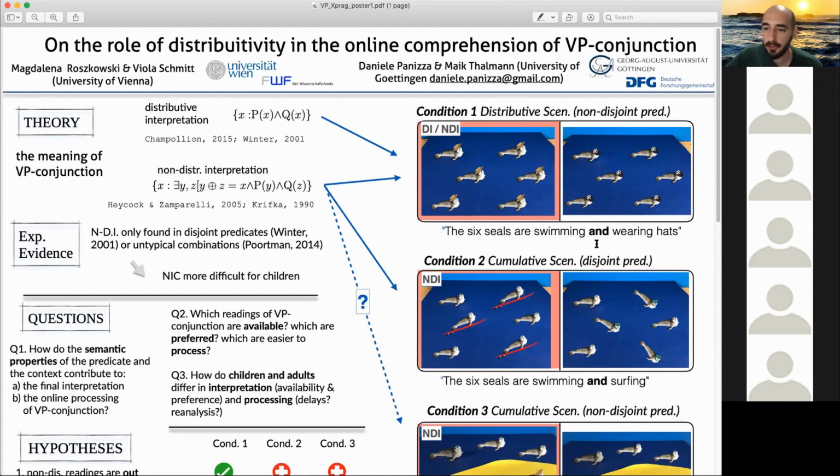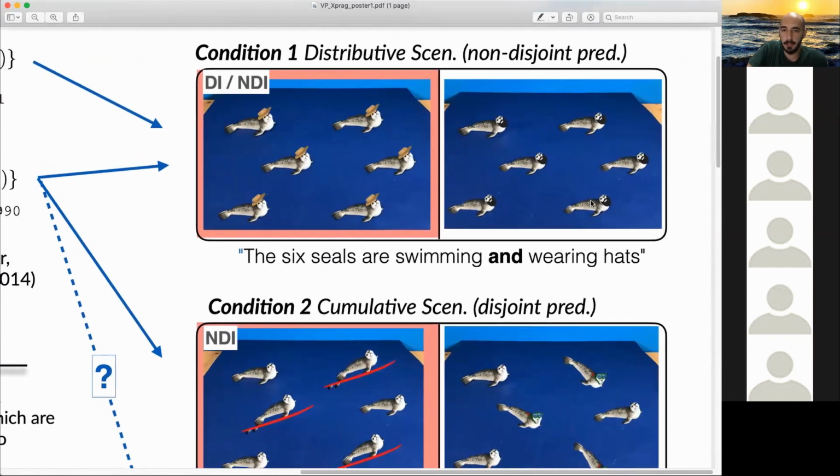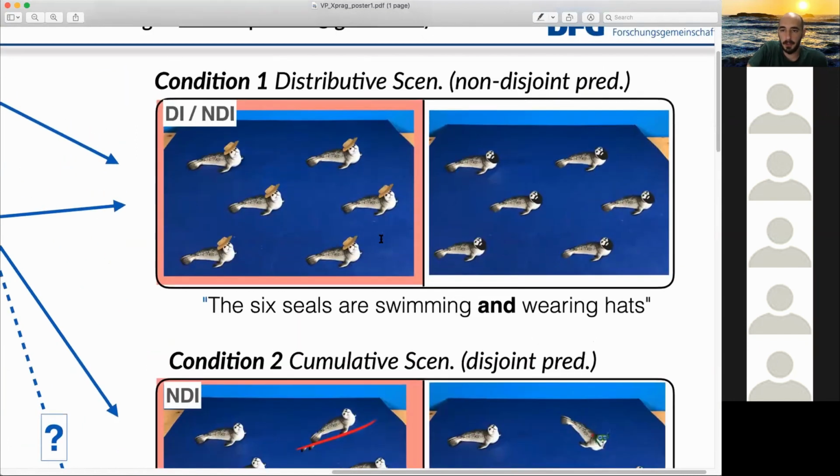Let's take an example. The 6 seals are swimming and wearing hats, right? If I zoom on this picture, you see that all these seals are swimming, but these 6 seals here are swimming with a hat. So this would be a context making the distributive interpretation true, because all the 6 of them are doing both things. They're satisfying both predicates. Whereas these guys here are bearded seals, right? They are swimming, but they are not wearing hats.